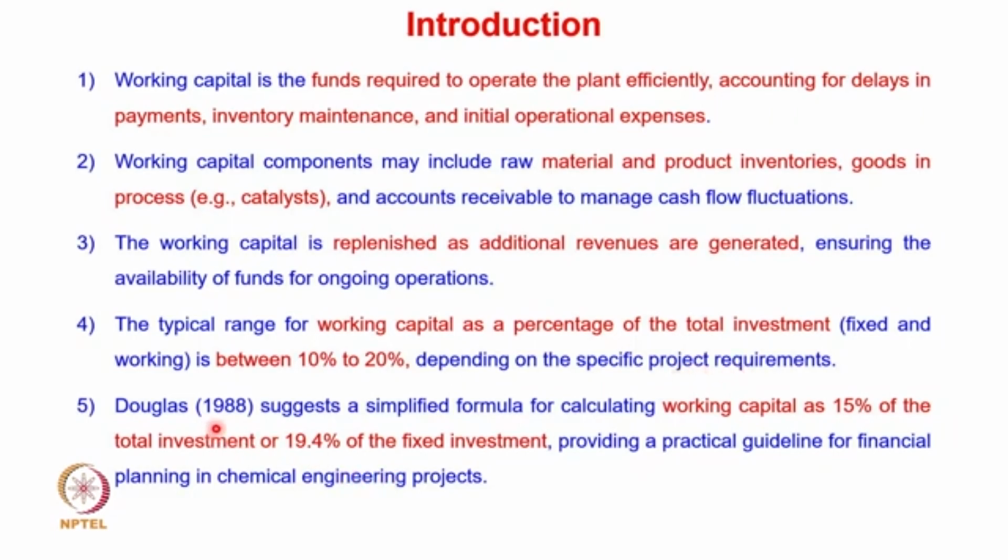So another guideline which is given by Douglas is, he has given a simplified formula for calculating the working capital. So he is suggesting to use 50% of the total investment as a working capital, or 19.4% of the fixed investment. So based on this, we can directly calculate the working capital, and this is easy to calculate, and therefore this guideline which is given by the Douglas is extremely important while financial planning in chemical engineering projects.